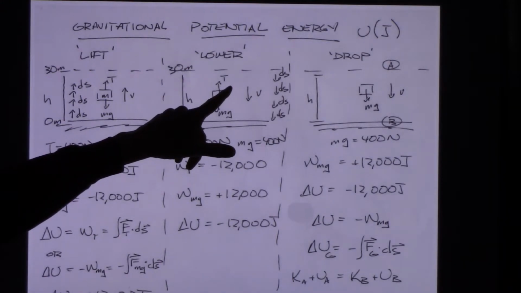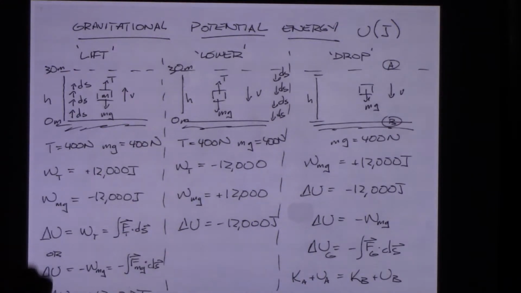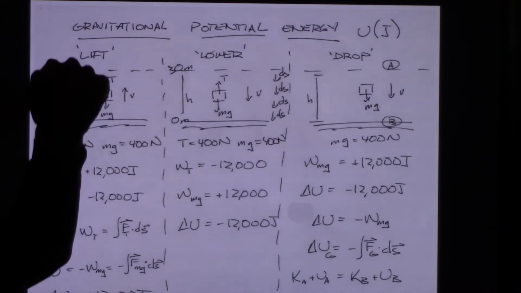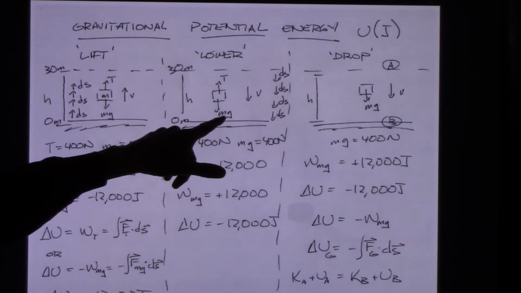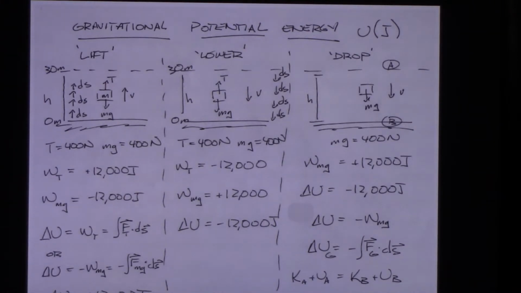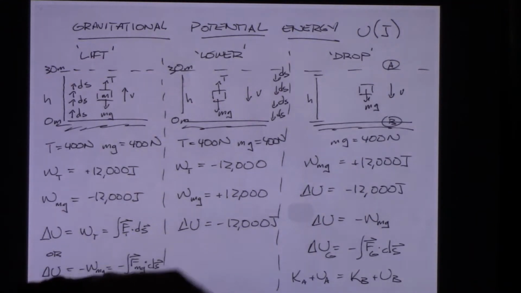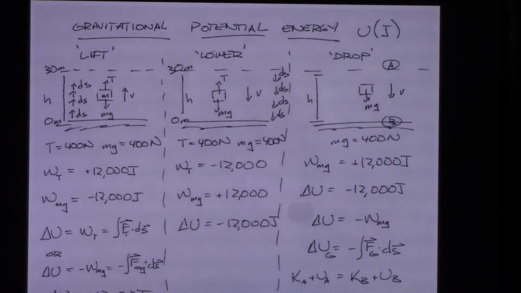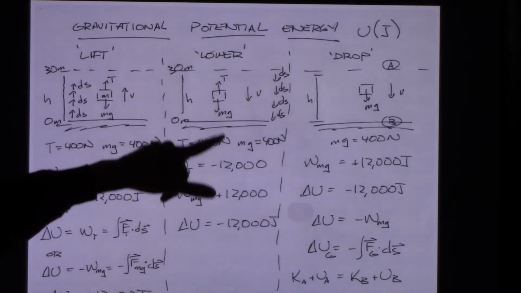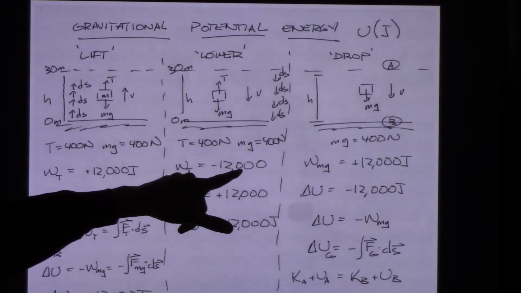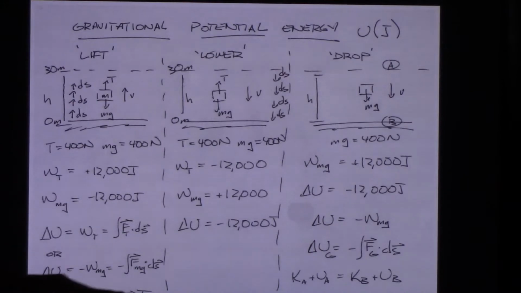What happens when we lower the object? Well, we could still lower it at a constant velocity. The ds's are now in the opposite direction. Since the displacement is downwards, it's the gravitational force that is now transferring energy in. The work done by the gravitational force will now be positive 12,000 joules. Uh-oh, somebody left their units out. Joules here, joules there. This time it's the tension in our cable that is taking out 12,000 joules. So again, I can follow this formula right here.